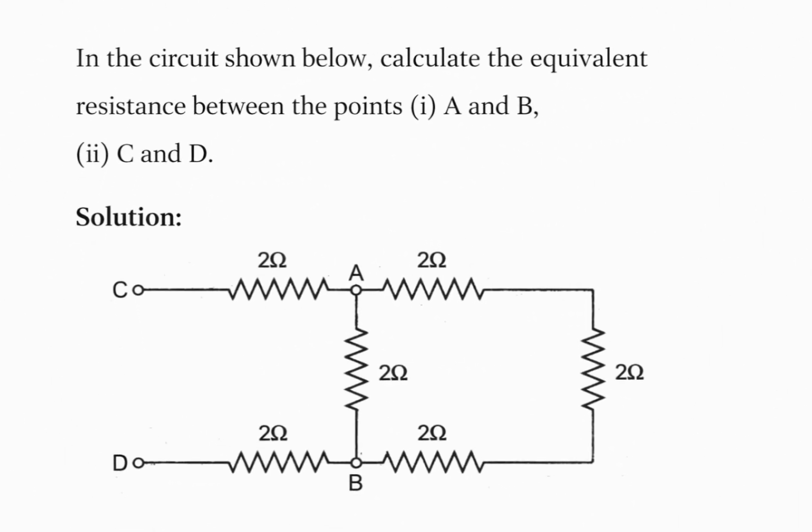Okay students, now let us solve this question step by step without any confusion. In this question, we are going to find the equivalent resistance between A and B and also the equivalent resistance between C and D. Before solving, always remember one thing. First, simplify the circuit as much as possible. Let us first focus only on the part of the circuit between A and B.